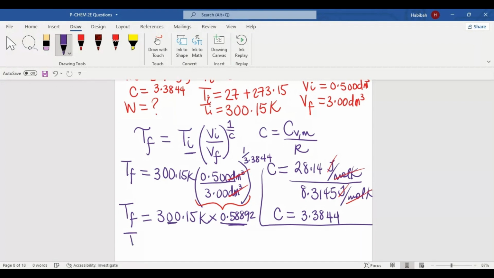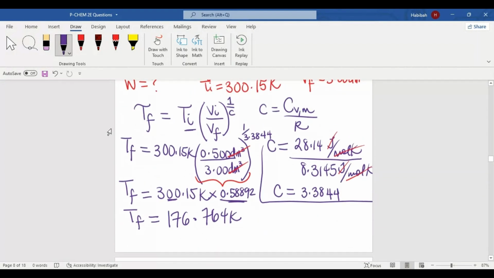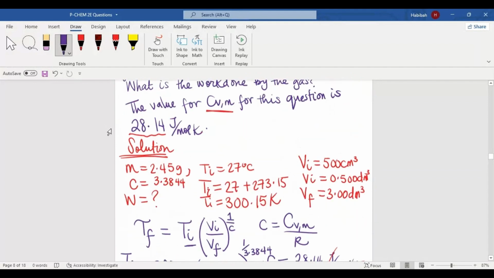So T final is going to end up being 300.15 Kelvin times this information, which is 0.58892, and you end up getting 176.764 Kelvin. So this is what we're going to be using as the final temperature. Now, let's not forget that our work is not complete. Our work requires us to find the work done.